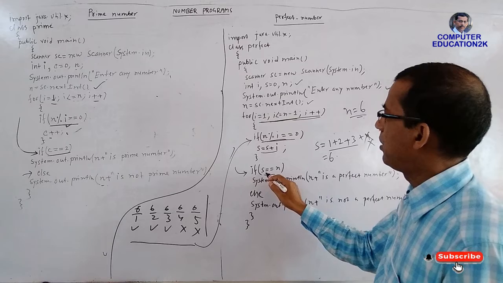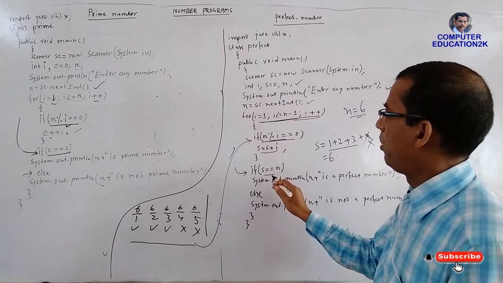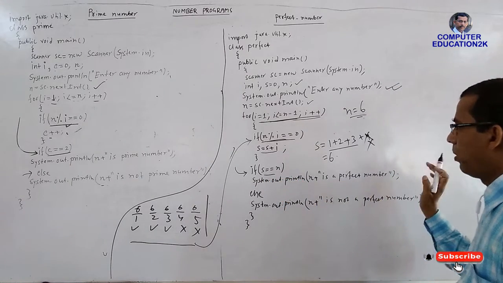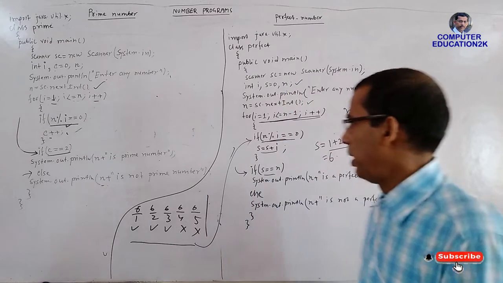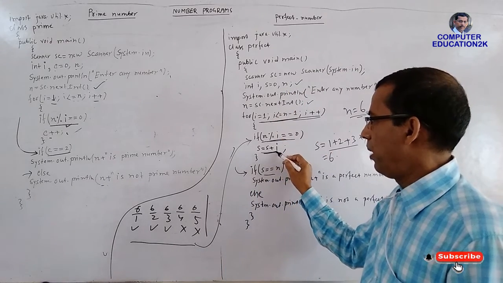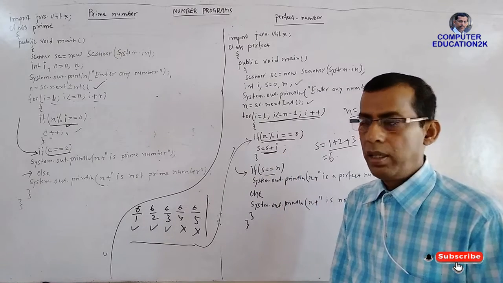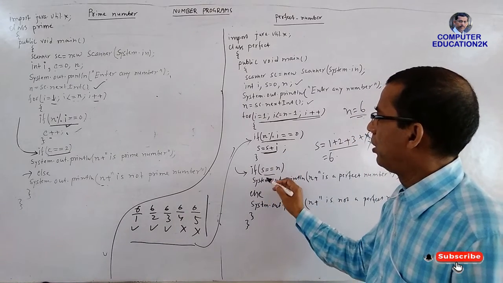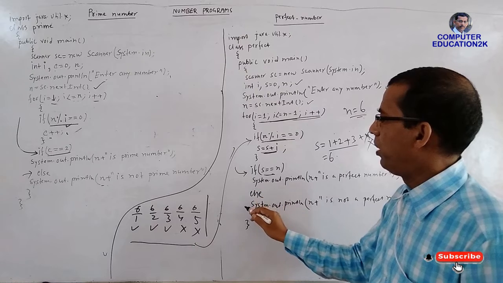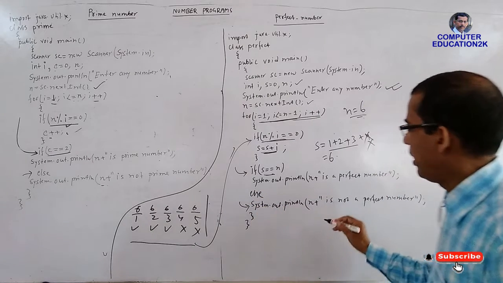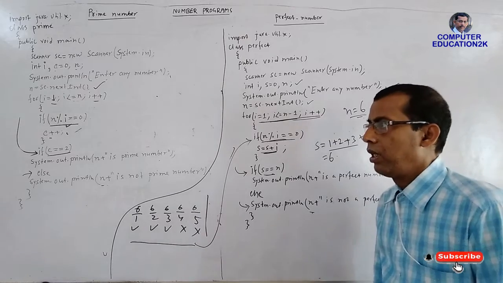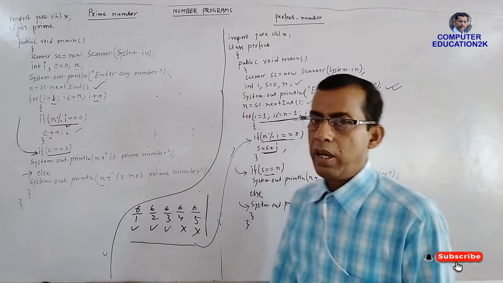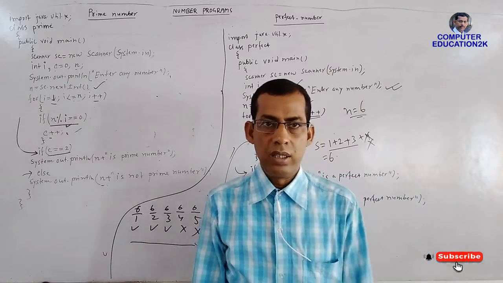I have written if S equals to N. Now the computer will print 6 is a perfect number. If you enter any other number, if you enter 7, then S will never become equal to 7. In that case, this condition will be false and the computer will execute the else part and say 7 is not a perfect number. So this way, this perfect number program is done.